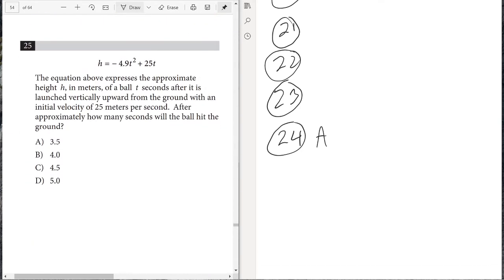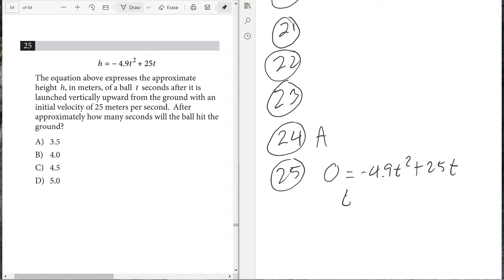25, okay. Approximate height. The ground. Ah, hitting the ground, okay. Well, it's going to hit the ground when the height is 0. So I just need to set it equal to 0. 0 equals negative 4.9t squared plus 25t. Let's pull out a t. So then I'd have negative 4.9t plus 25. Obviously, when time is 0, it's going to be on the ground, but I don't care about that. So I just need to do that.